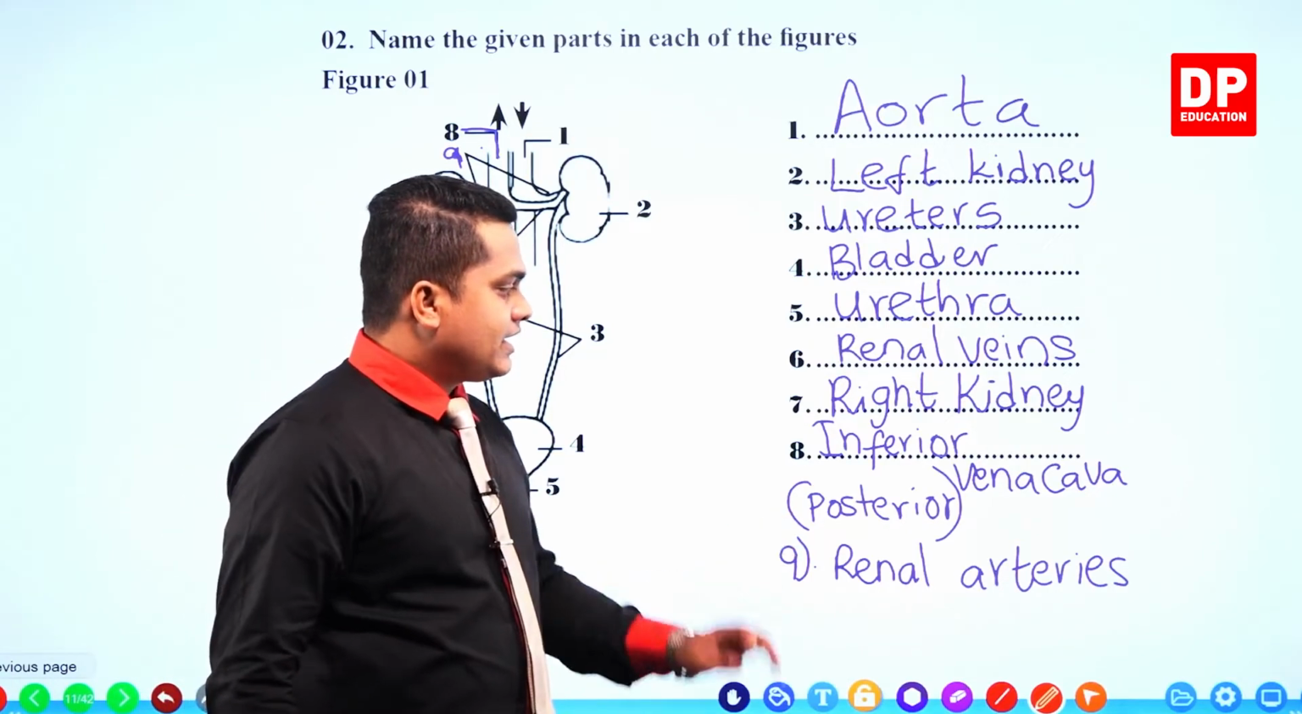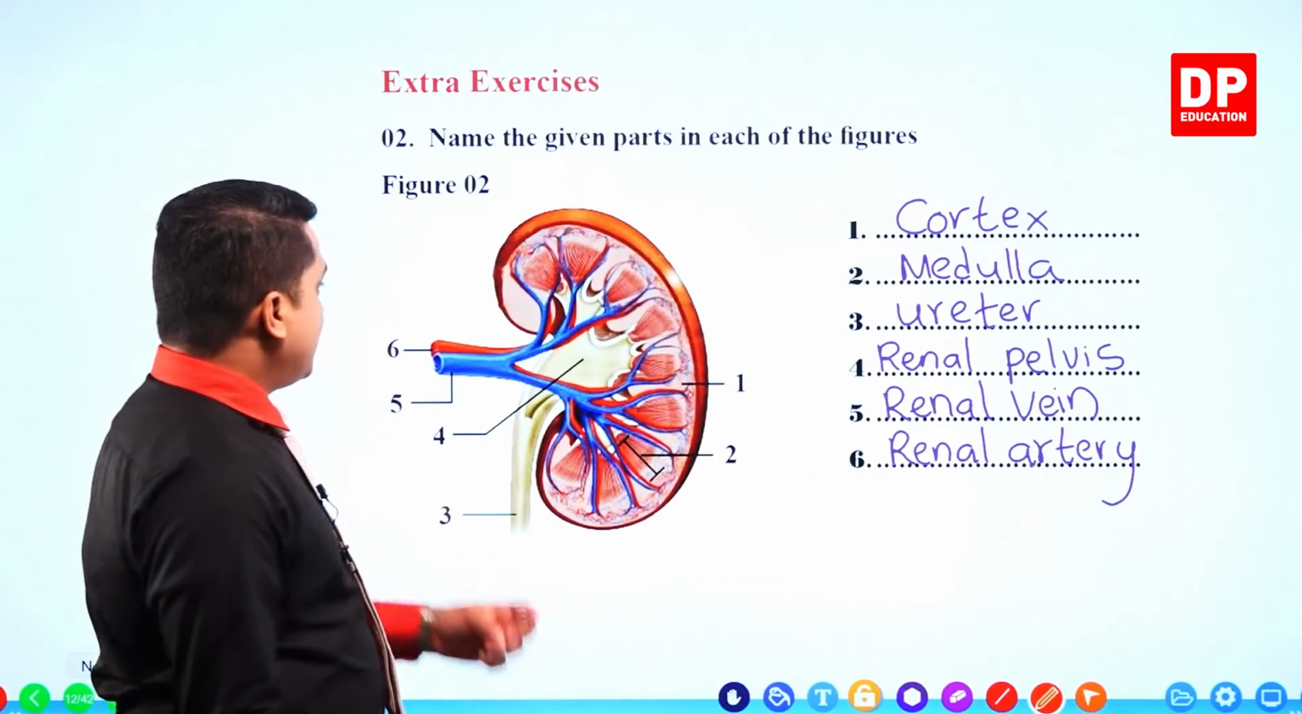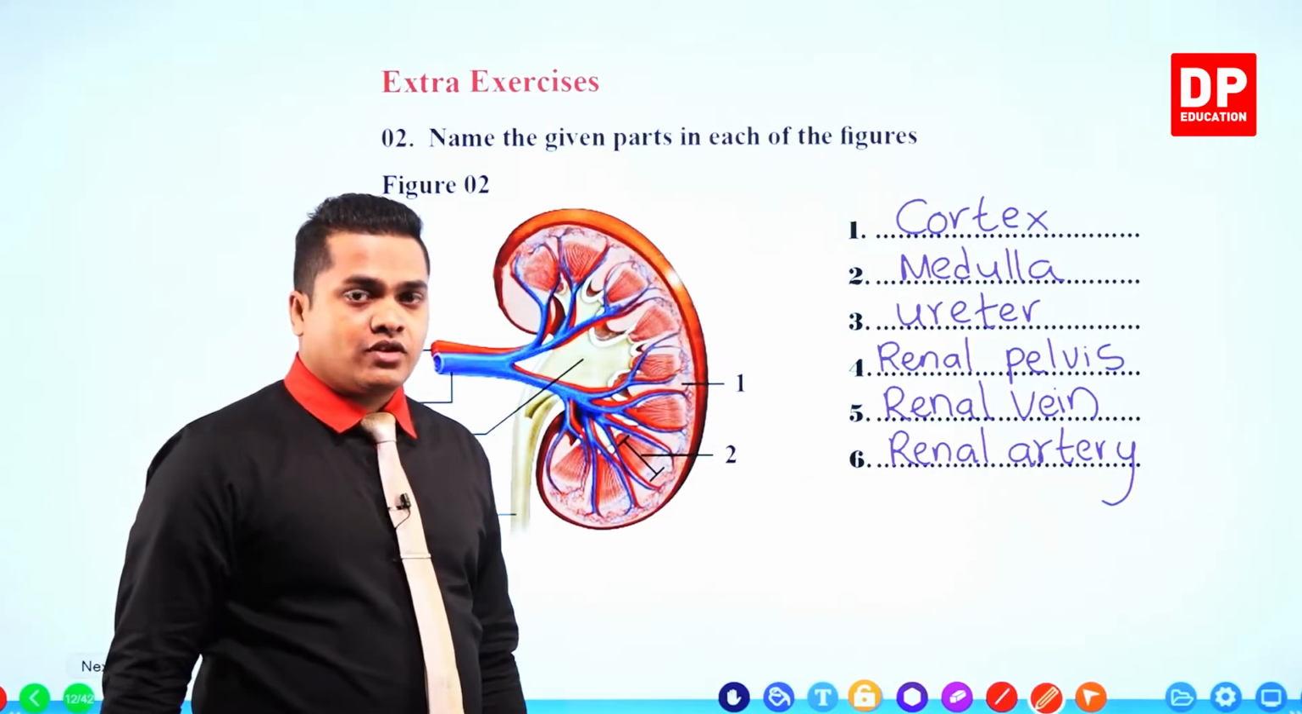Number 9 is the renal arteries. So if you move on, the second figure is showing once again a cross section of a kidney.